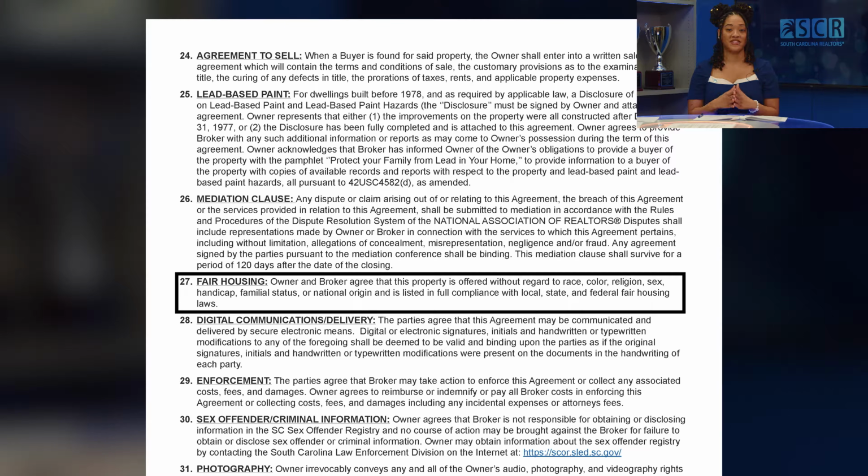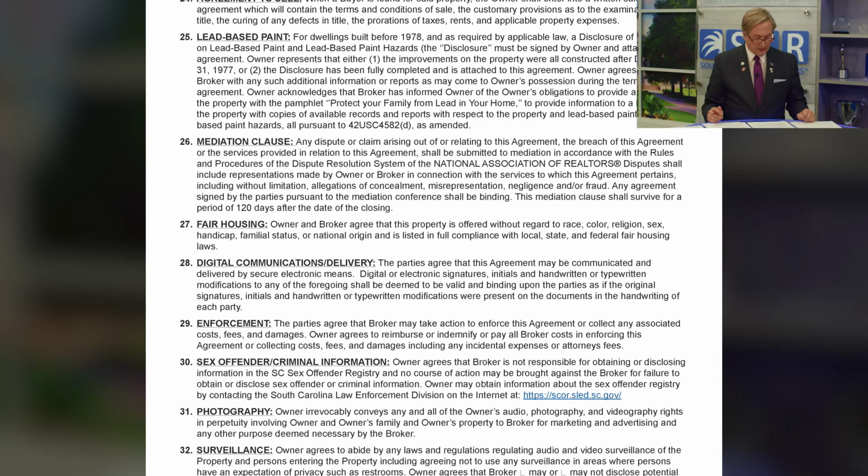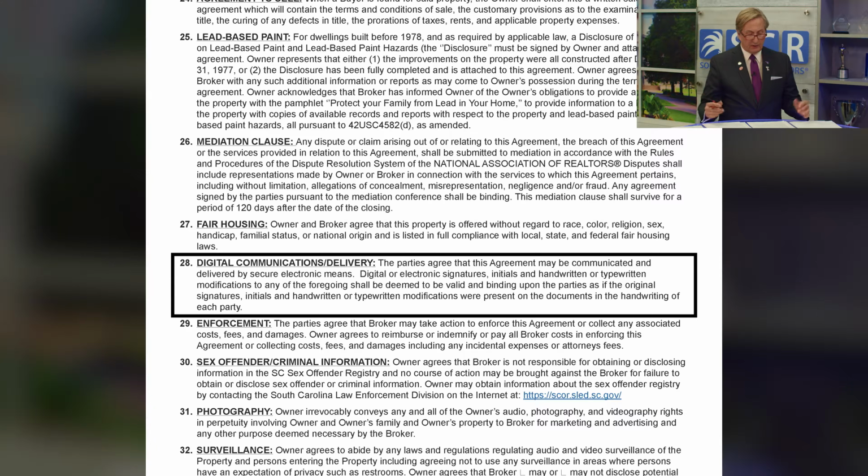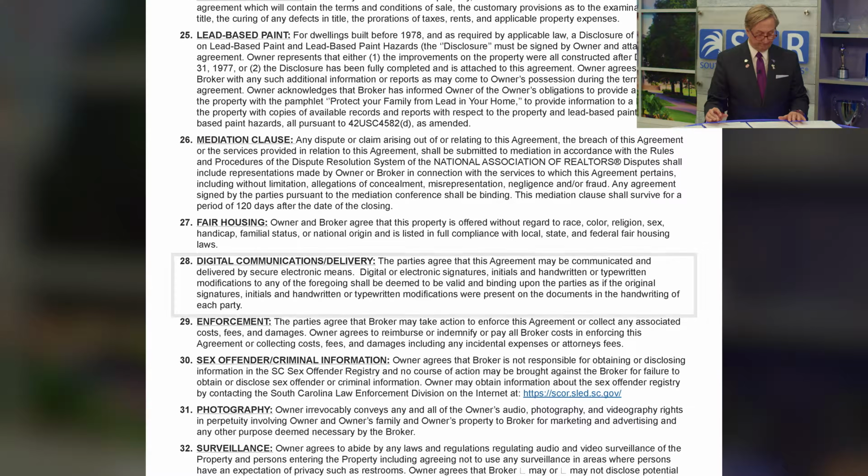You can also not facilitate a transaction where an owner is attempting to discriminate based on protected classes. Section 28, digital communications delivery. This says that all these transactions can be conducted electronically. SCR provides you forms through all the vendors, the 5 major vendors.